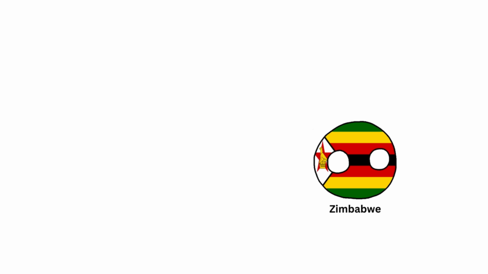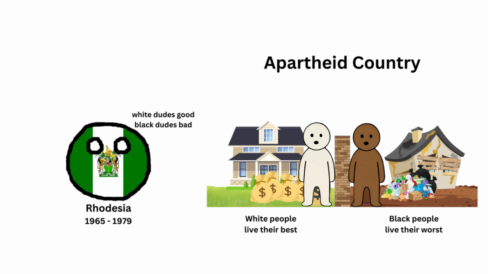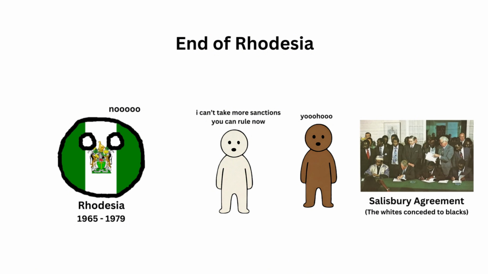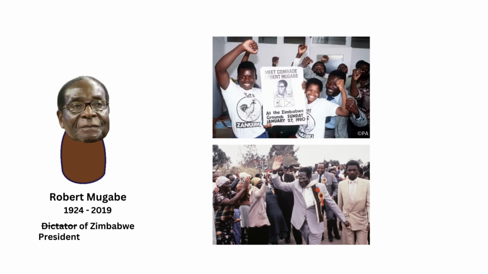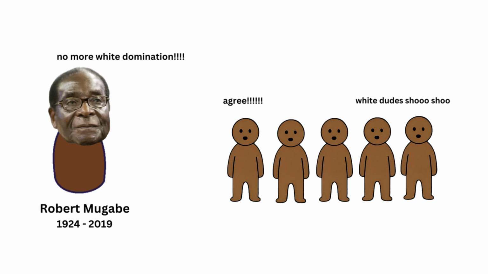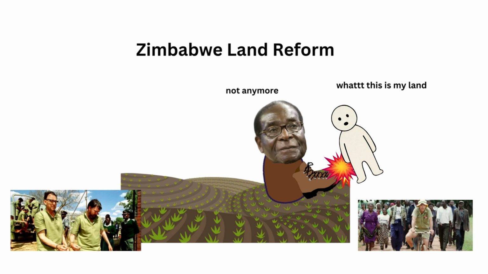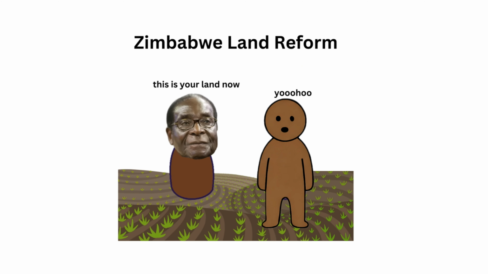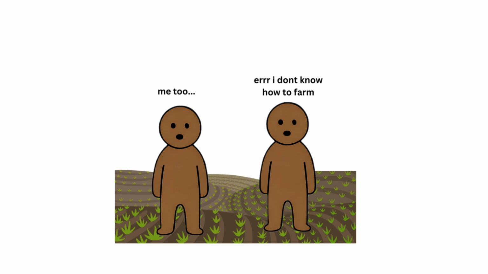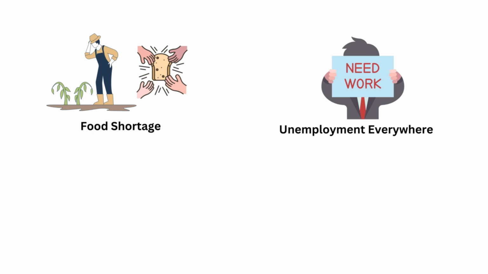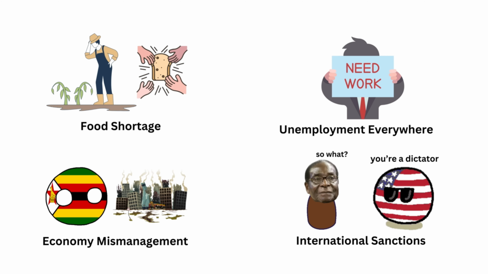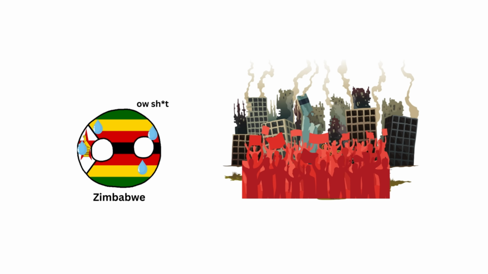Zimbabwe, previously known as Rhodesia, was an apartheid country similar to South Africa. In the 1980s, after the end of apartheid, Rhodesia was dissolved and Zimbabwe was established. The new president, Robert Mugabe, was a strong anti-colonialist and decided to evict white landowners, redistributing the land to black farmers. However, many of these new farmers lacked experience and training in agriculture, leading to a sharp drop in food production, rising unemployment, economic mismanagement, and international sanctions, which plunged the country into chaos.